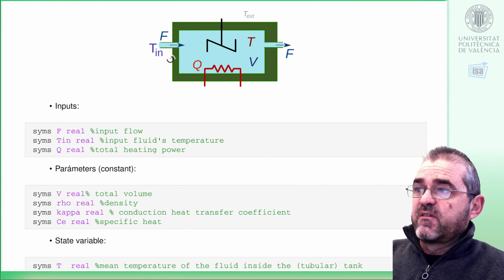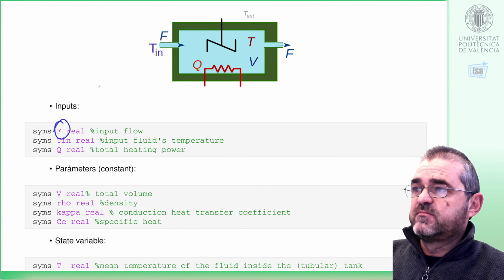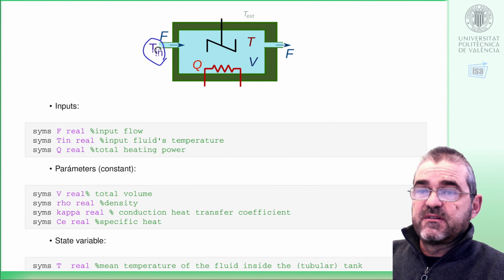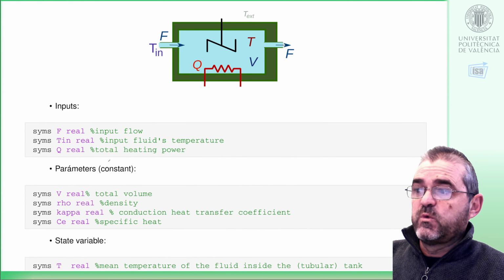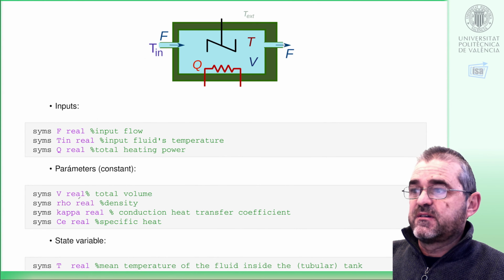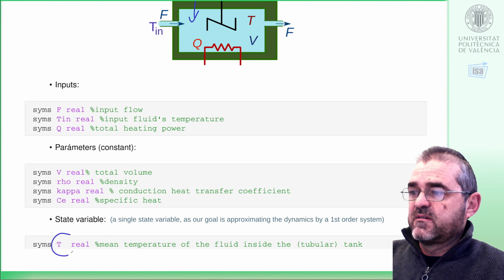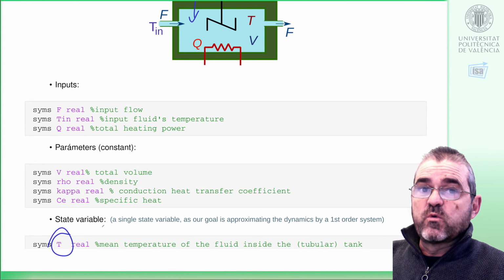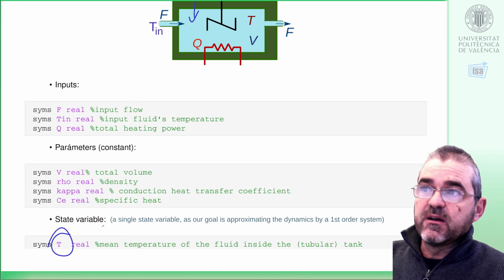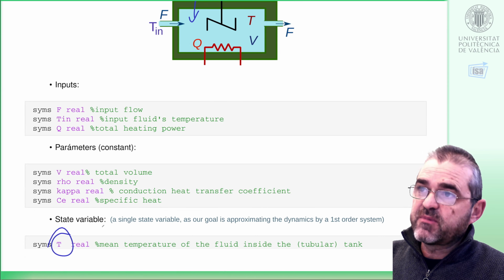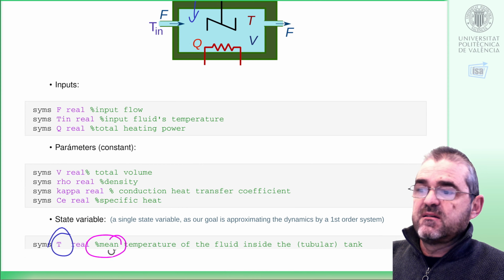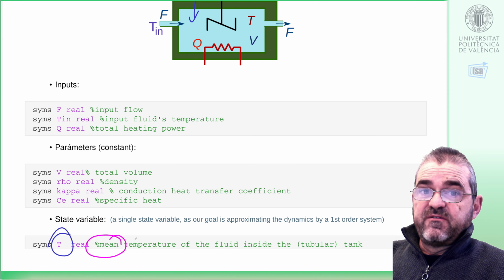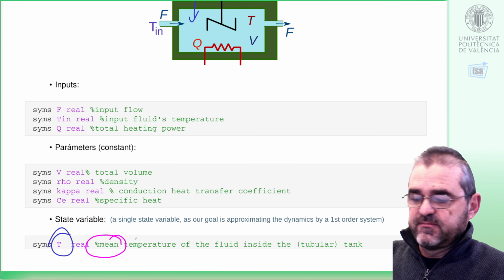In the system, we have three inputs: input flow at a given inlet temperature, an external input signal, this inlet temperature, and the heating power. We have some constant parameters. The state variable will be the temperature. Of course, in a partial differential equation model of a long heat exchanger, we'll have a different temperature in each position, but in first-order approximations, we'll assume that our state variable is a sort of mean temperature of the fluid, and we'll define that mean temperature later on.